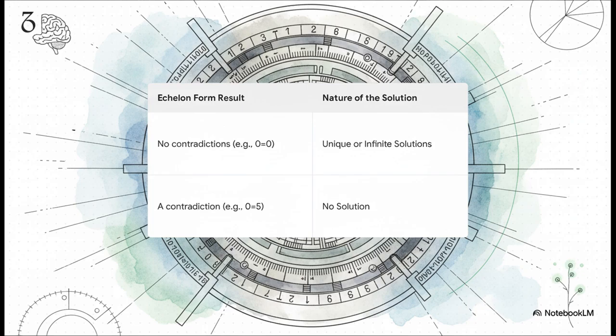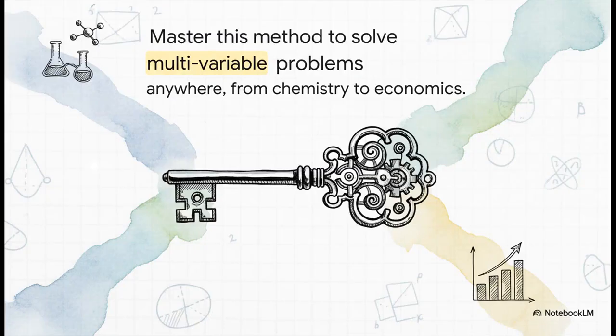What's so great is how simple this final step is. Once you've got that echelon form, you just look at it. If you see a total contradiction, something impossible like 0 equals 5, you know instantly, bam, there is no solution. If you don't see any contradictions, then you've either got one single answer or an infinite number of them. It's that straightforward. So seriously, you master this one method, and you're equipped to handle these complex systems wherever they decide to pop up. This tool is absolutely fundamental. Let's move on to our next tool and see how this all builds up.